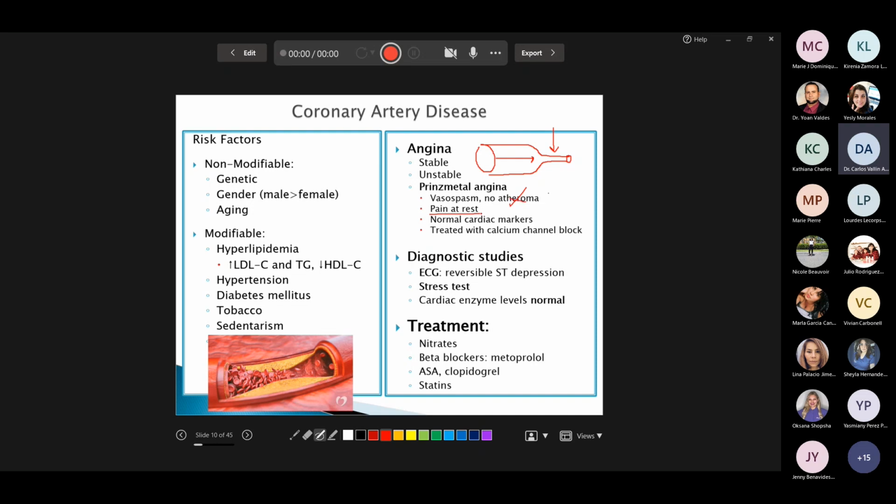The pain at rest, normal cardiac troponin. And then they prescribe calcium channel blockers, okay, to those clients. Calcium channel blockers are the treatment of choice of Prinzmetal angina. They don't need statins, they don't need aspirin, and a beta blocker is contraindicated. They need calcium channel blockers, okay? Just in case you have a question of Prinzmetal angina.